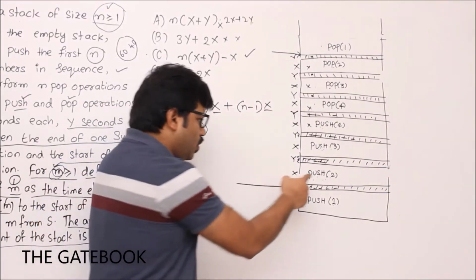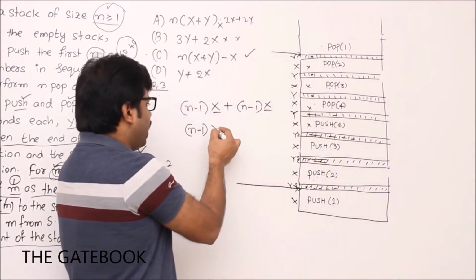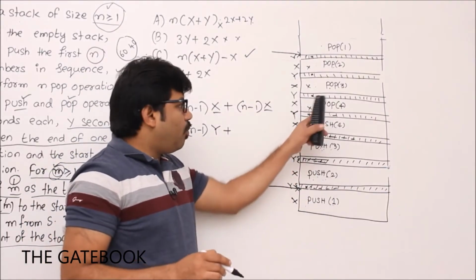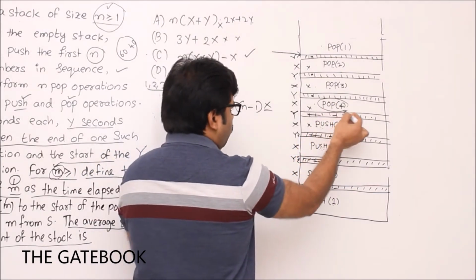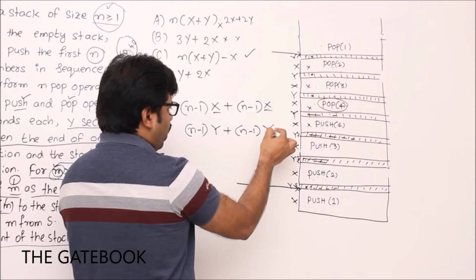That's why there are n minus 1 delays for pushing them. Immediately after push, there is a delay. For 3, there is a delay. For 4, there is a delay. What is the delay value? Y. Plus, since while popping them also we are causing some delay, correct? For example, after popping 4, there is a delay. So how many such delays will be there? N minus 1 into Y.